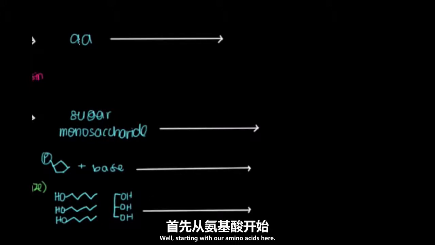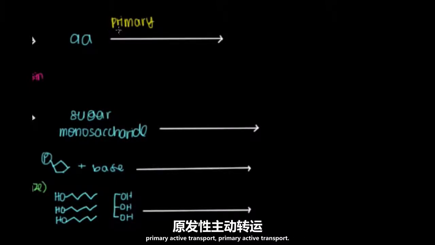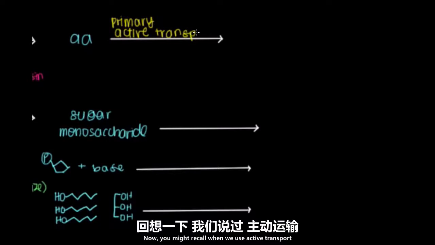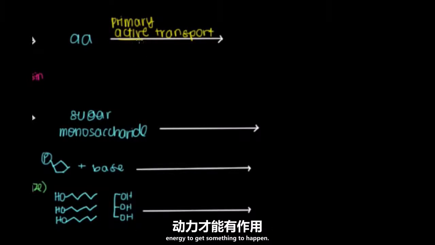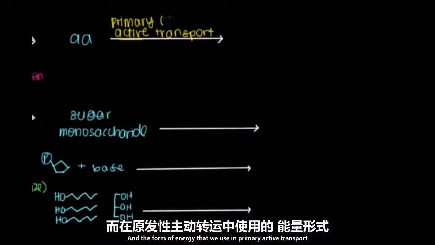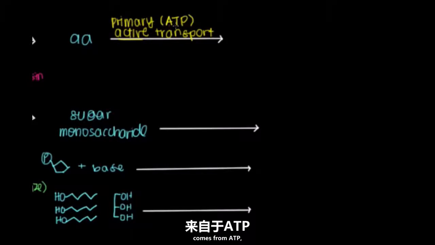Well, starting with our amino acids here, these guys are going to be shuttled into cells using what's called primary active transport. Now, if I say primary here, what does that specifically indicate is used? You might recall when we use active transport, that means we need a little bit of energy to get something to happen. And the form of energy that we use in primary active transport comes from ATP, the energy unit of life, adenosine triphosphate, as in 3 phosphate.